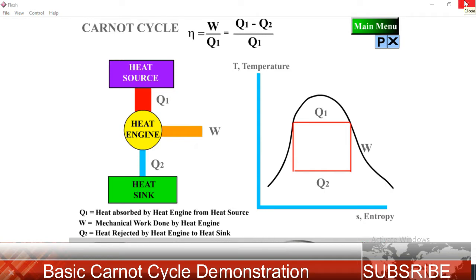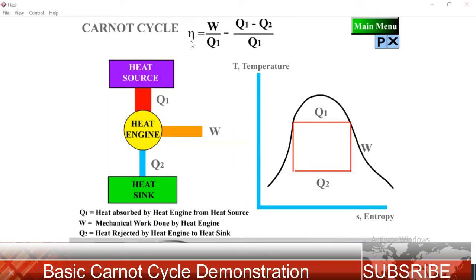Let's start with the assumptions of the cycle. There are four assumptions. First one is the working material should be a perfect gas. And the second one is the motion of the piston in the cylinder is frictionless. The Carnot cycle derivation was presented in a written format.